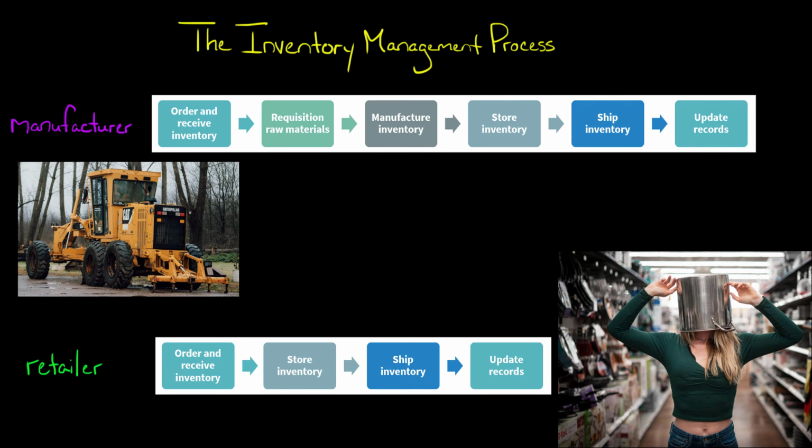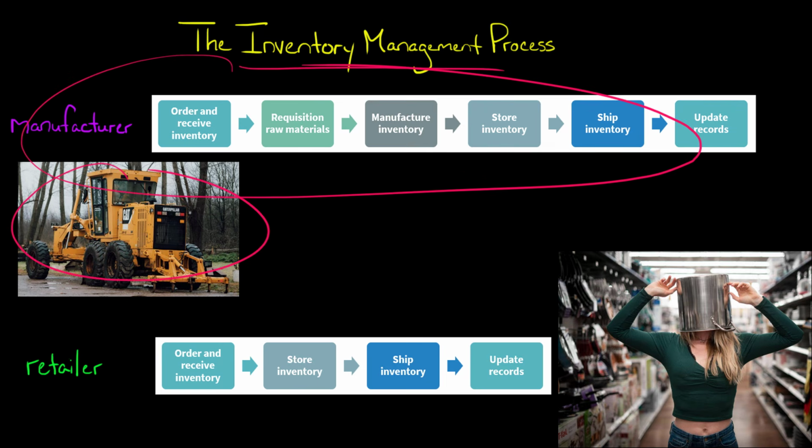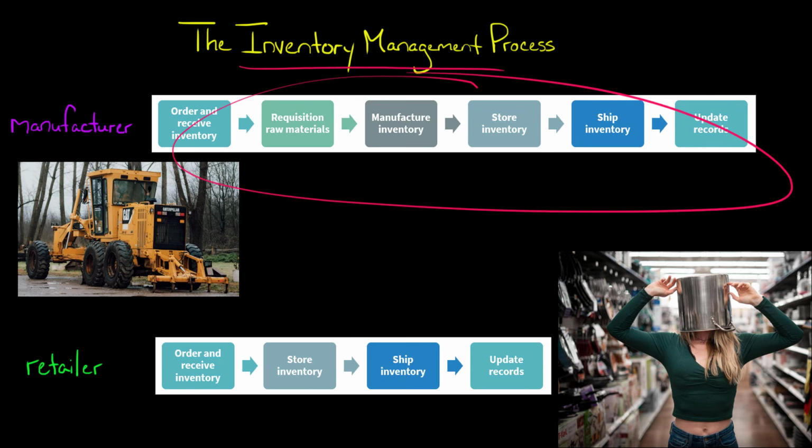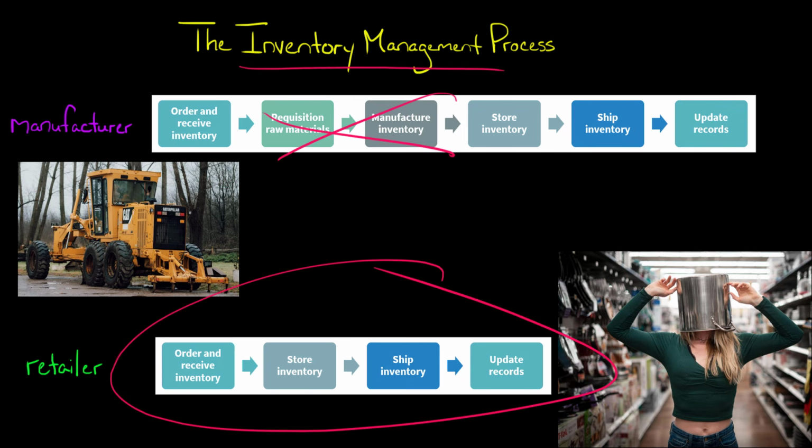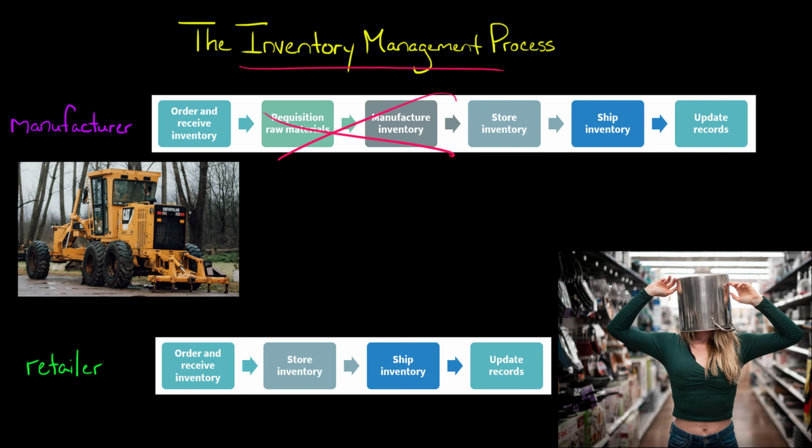In this video, I'm going to give you an overview of the inventory management process. Note that the process is a little more complicated for a manufacturer like Caterpillar than it is for a retailer like Walmart. And the reason is that a couple of the steps that are in the process for a manufacturer are not going to be part of the process for a retailer.